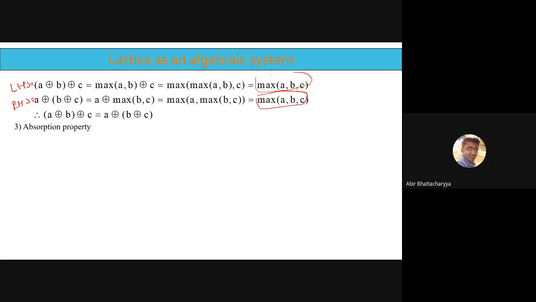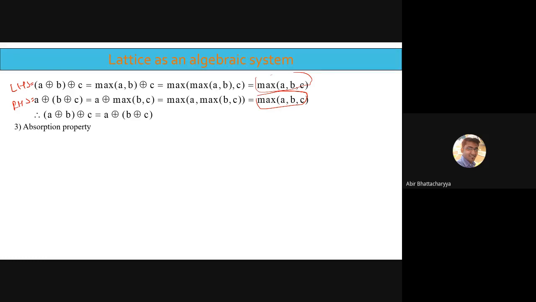Go for the next and last property, that is, we have to check the absorption law. So we need to check three laws. Again I'm saying, the first one is the commutative law, the second is the associative law, and the third is the absorption law. When the three laws are simultaneously satisfied, that means this is a lattice.